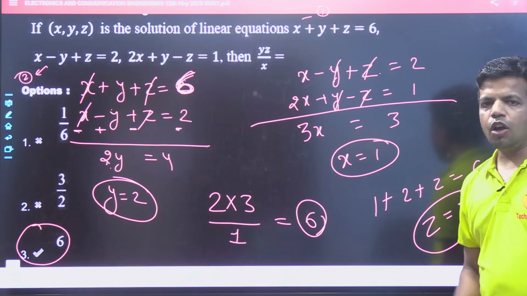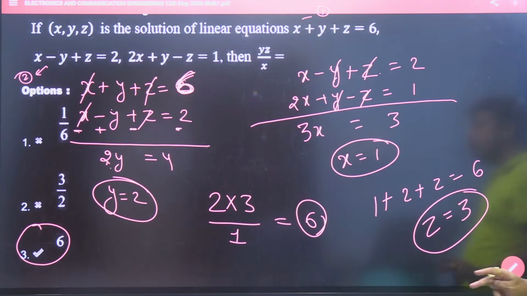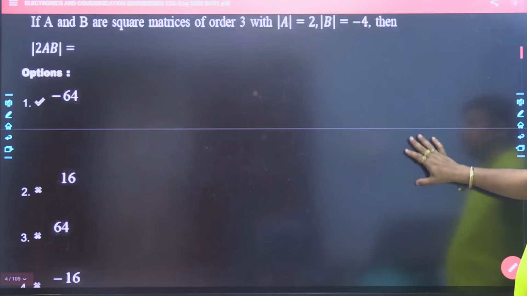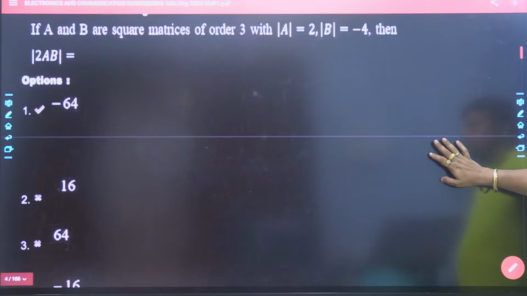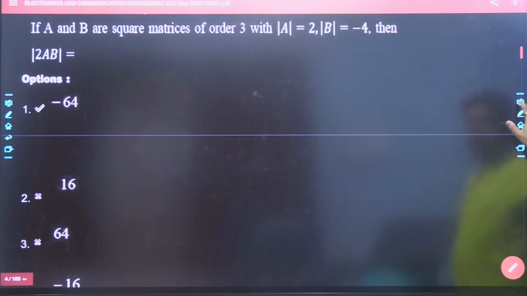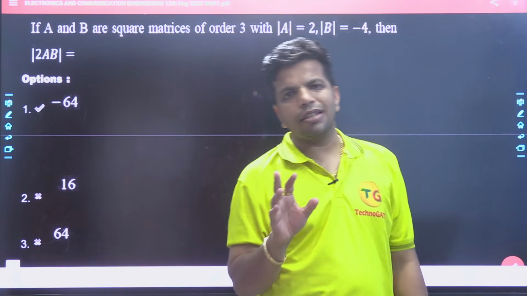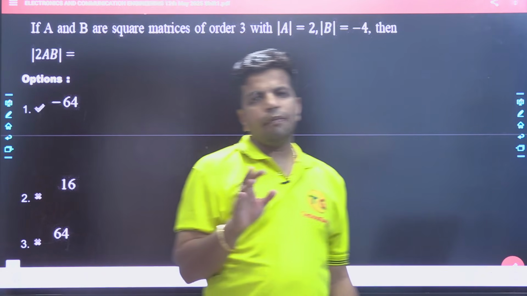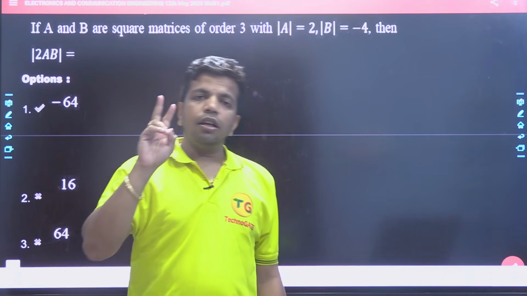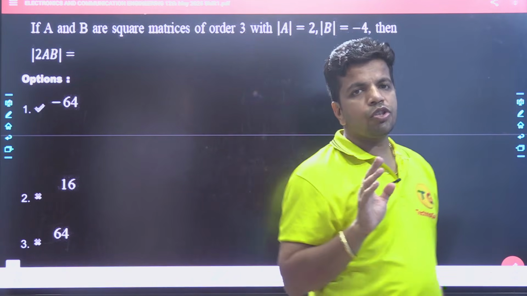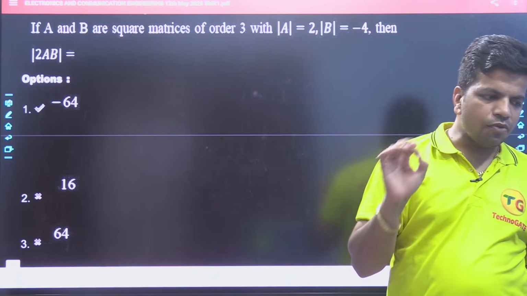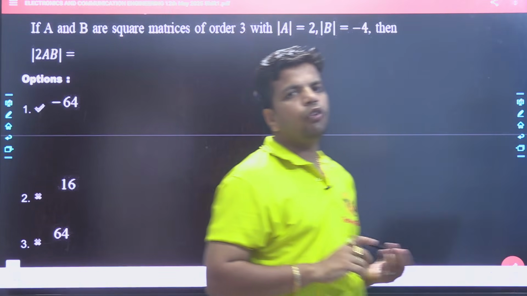I hope it is clear to all of you. Let's move on to the next question. Question number 4. If A and B are square matrices of order 3, meaning A is a 3 cross 3 matrix and B is a 3 cross 3 matrix, with determinant of A equal to 2 and determinant of B equal to minus 4, then what is the determinant of 2AB?